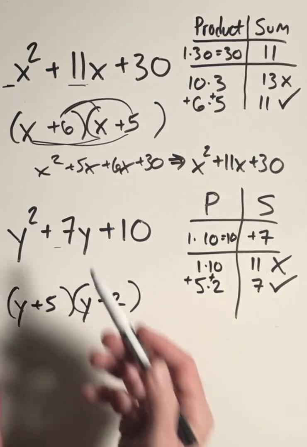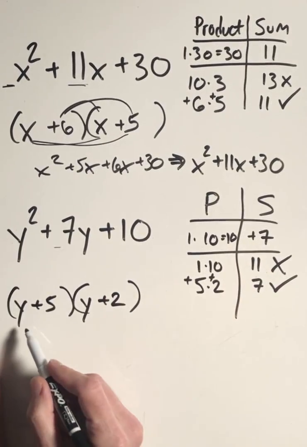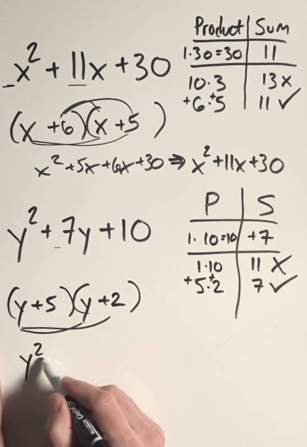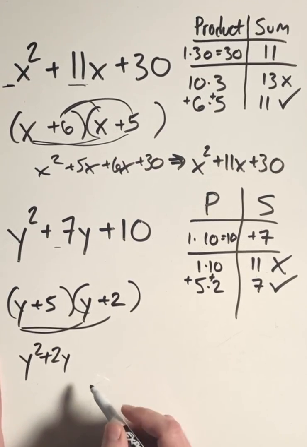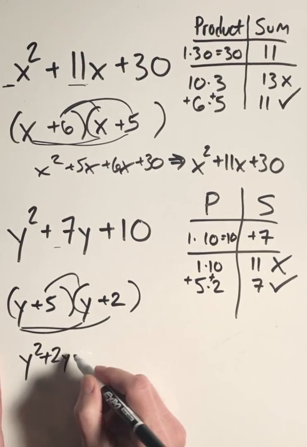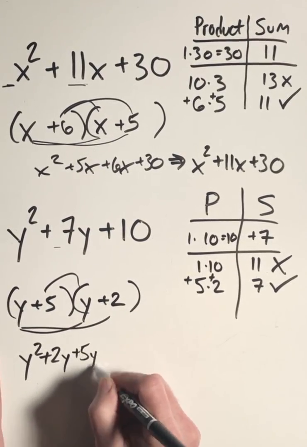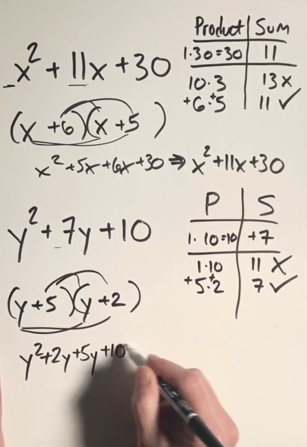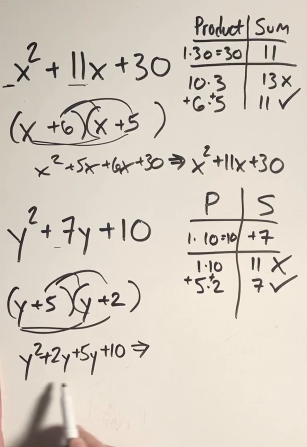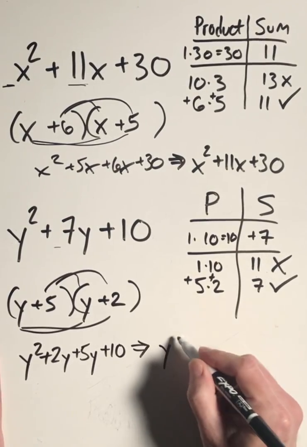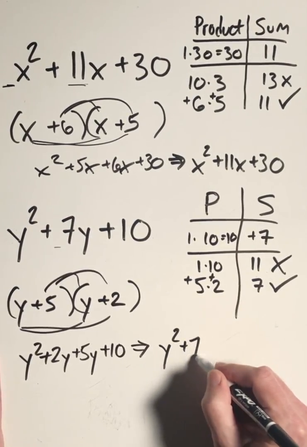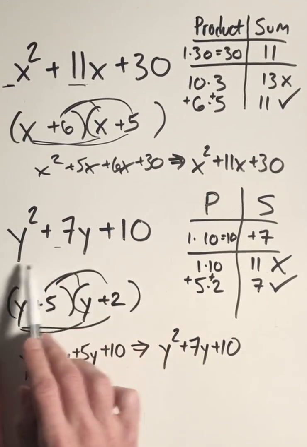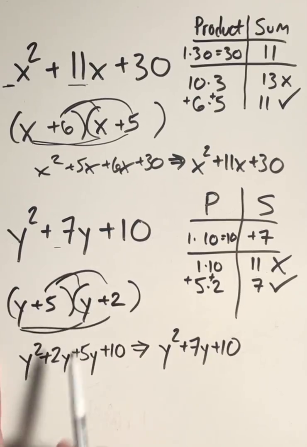Next, you can FOIL this just to double check that this structure works. Y times y is y squared. Y times positive 2 is positive 2y. Positive 5 times y is positive 5y. Positive 5 times positive 2 is positive 10. When I combine the like terms in the middle, I will have y squared plus 7y plus 10, which is my original polynomial, so I know that I have factored it correctly.